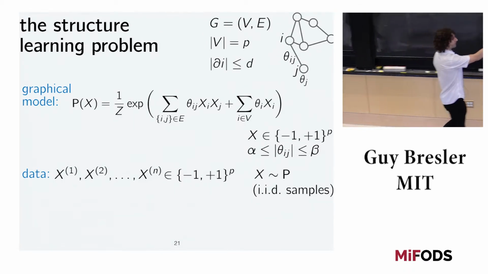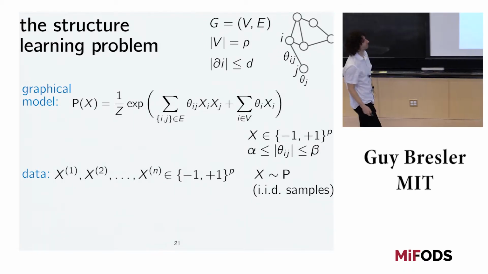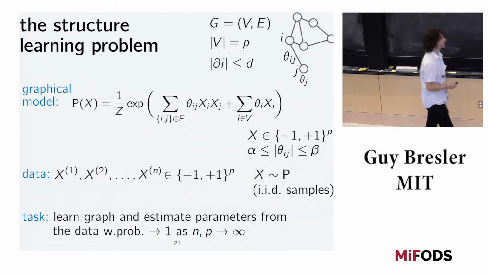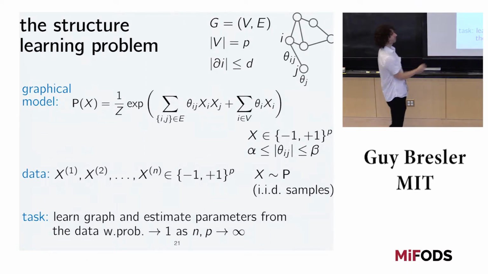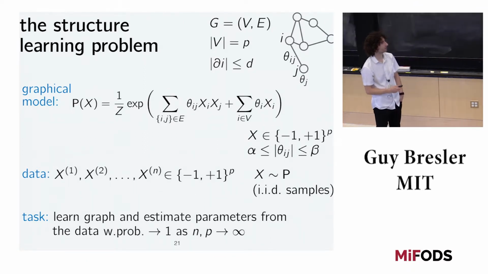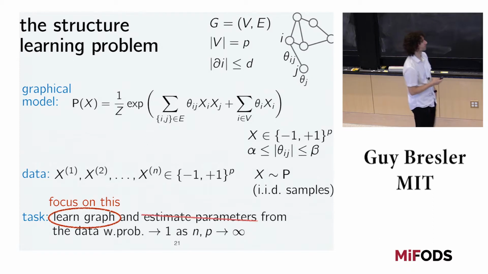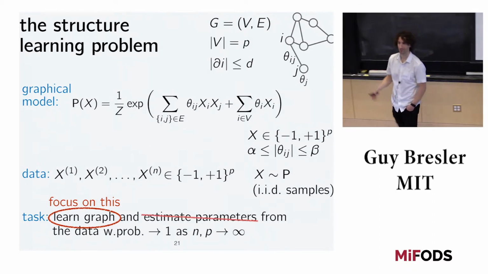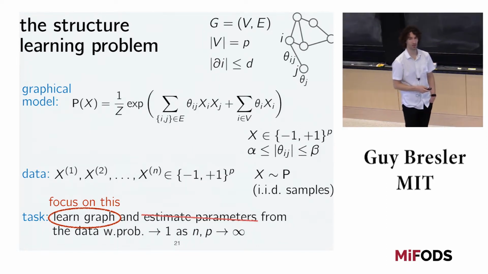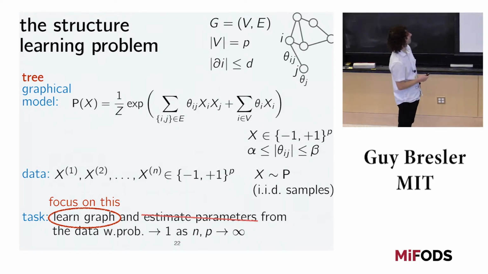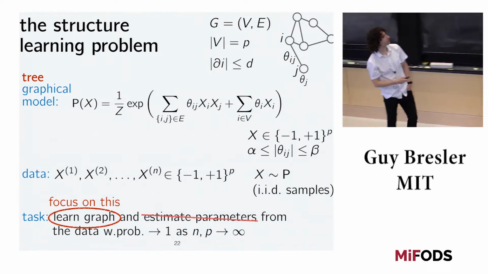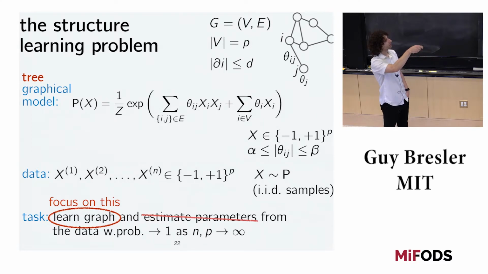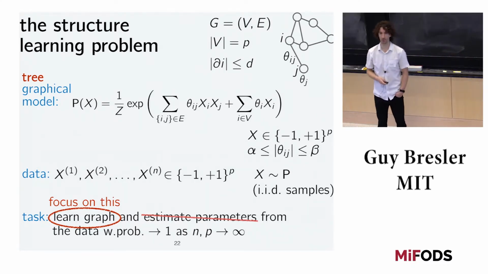So we observe a bunch of data, n samples. Each of these samples is a full p-dimensional binary vector. They're IID samples. What we want to do is learn the graph and estimate the parameters from the data successfully with high probability. We already saw how to estimate the parameters if you know the graph, so we can focus on the first question. How do you estimate the graph? Like I said, we'll start with tree graphical models, so we're going to do all of this in the situation where the graphical model is a tree to begin with.